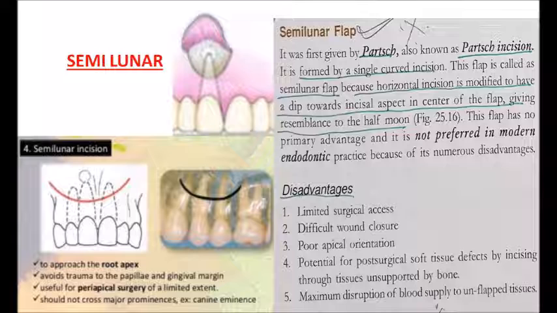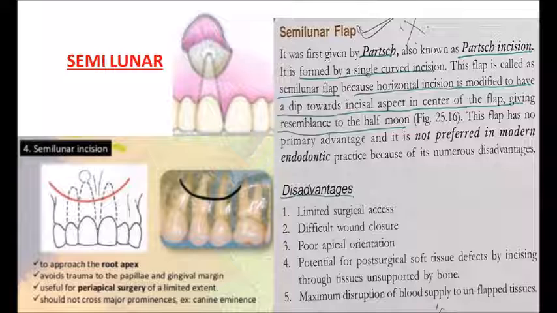Now this was given by Partsch, also known as the Partsch incision. Partsch was the person who introduced this semilunar flap, hence it is known as the Partsch incision. It is formed by a single curved incision. This is a single curved incision.